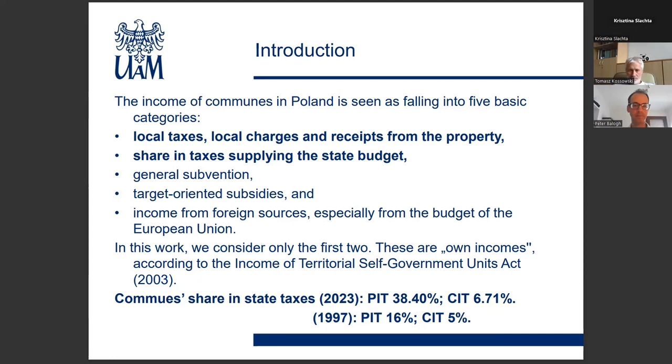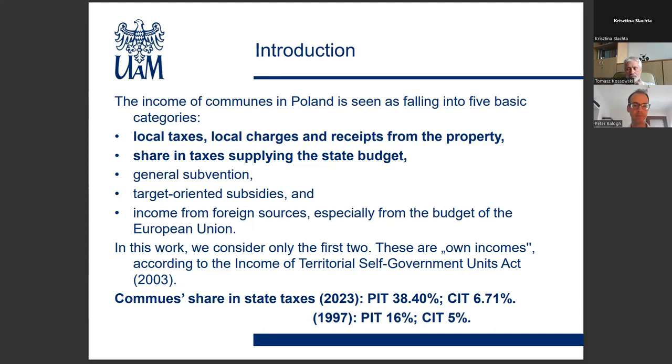We have also some other categories like general subvention, which is usually given for education or for the health system. We have target-oriented subsidies, which are for special purposes. And we have also income from foreign sources, especially from the budget of the European Union. In fact, in this work, we considered only the first two.